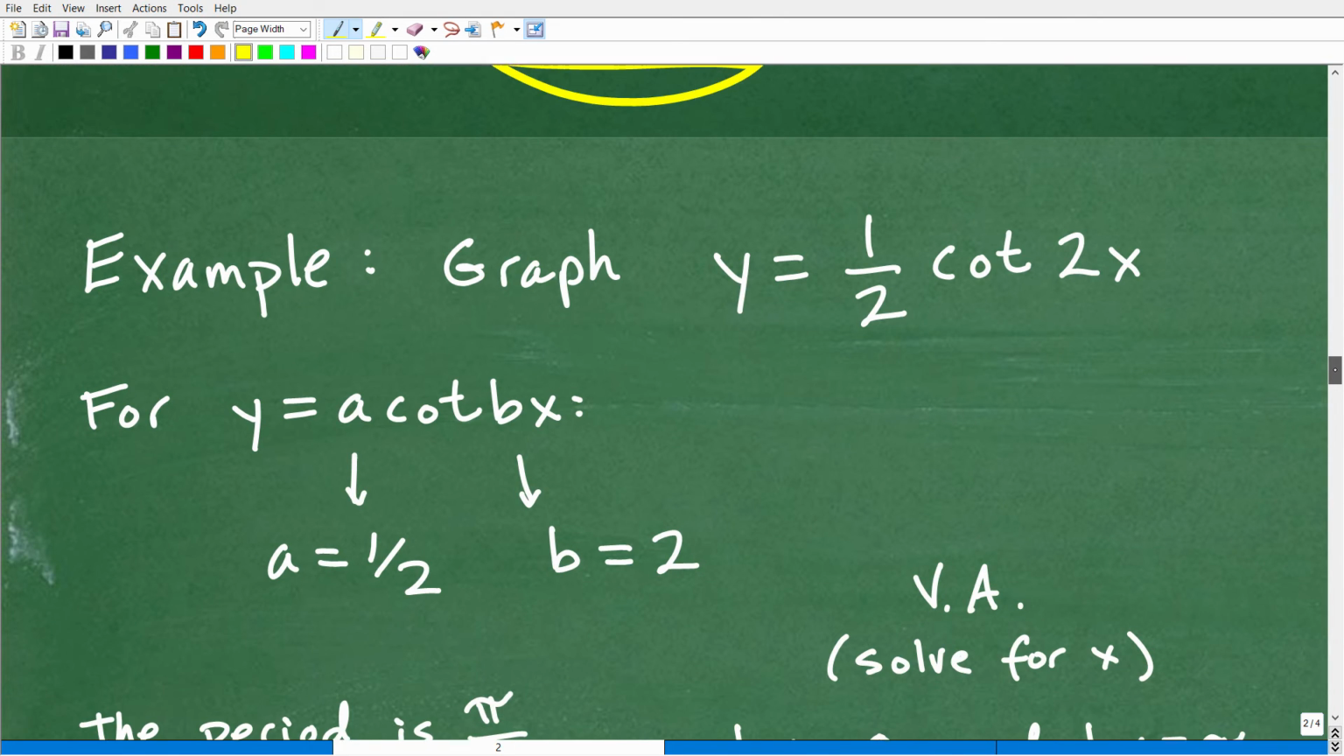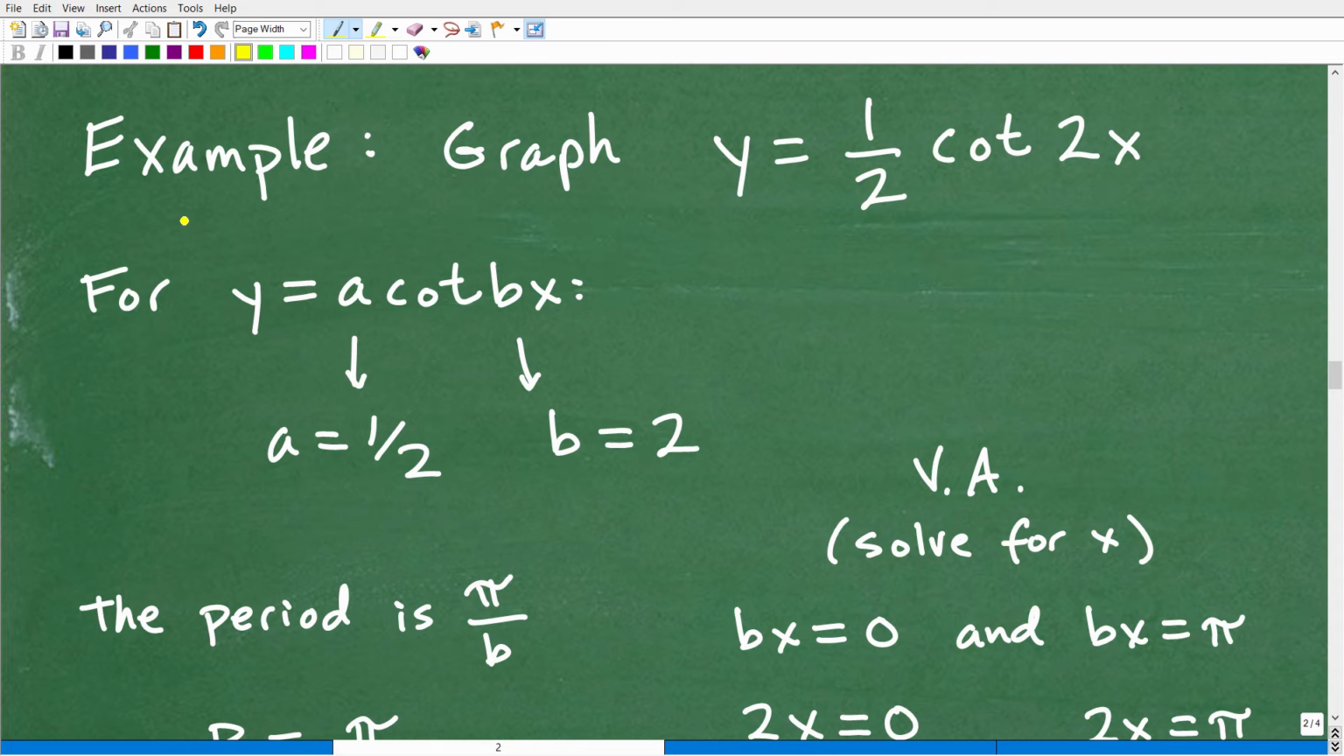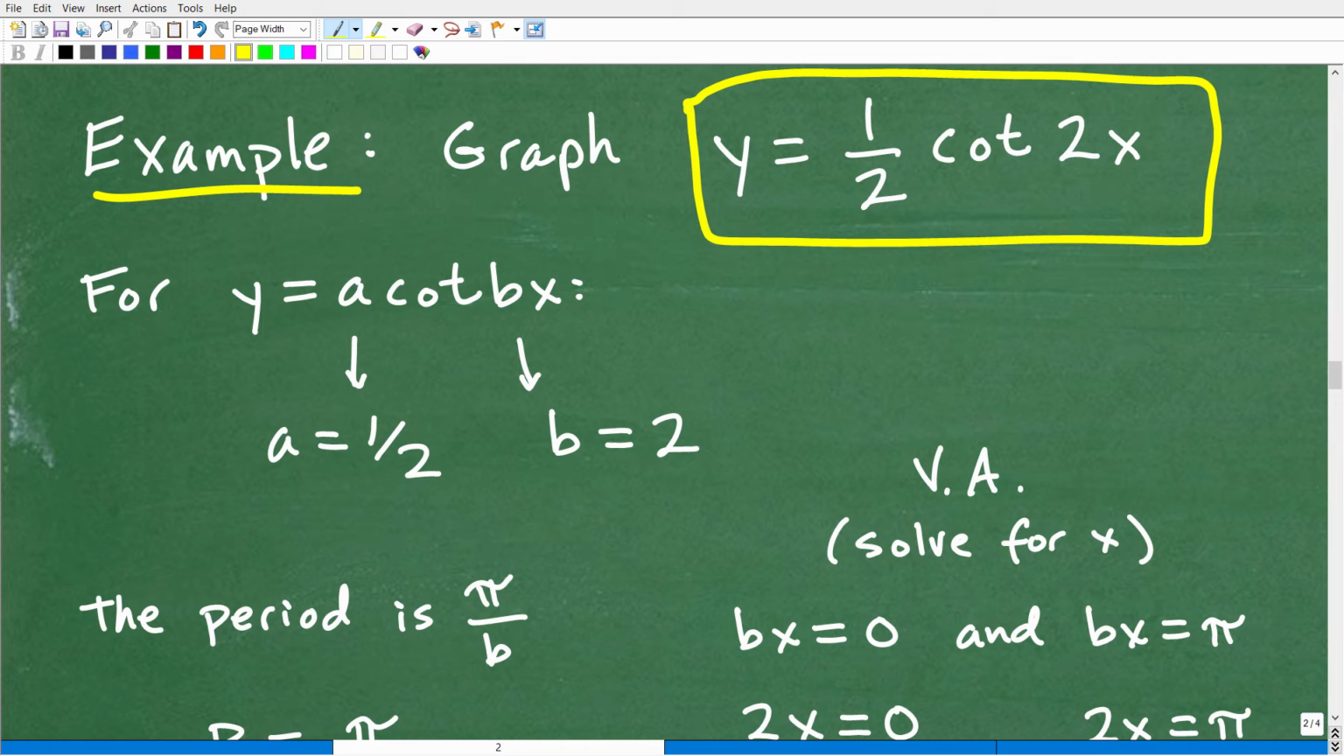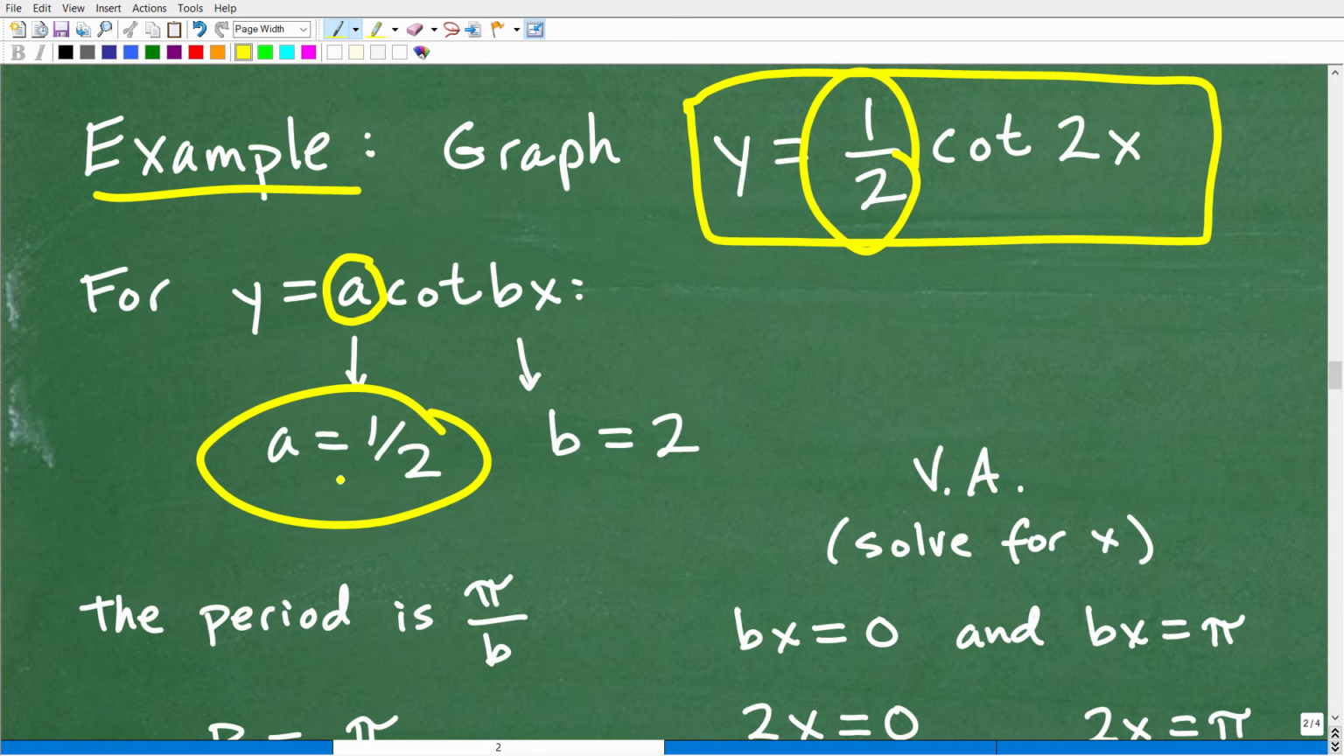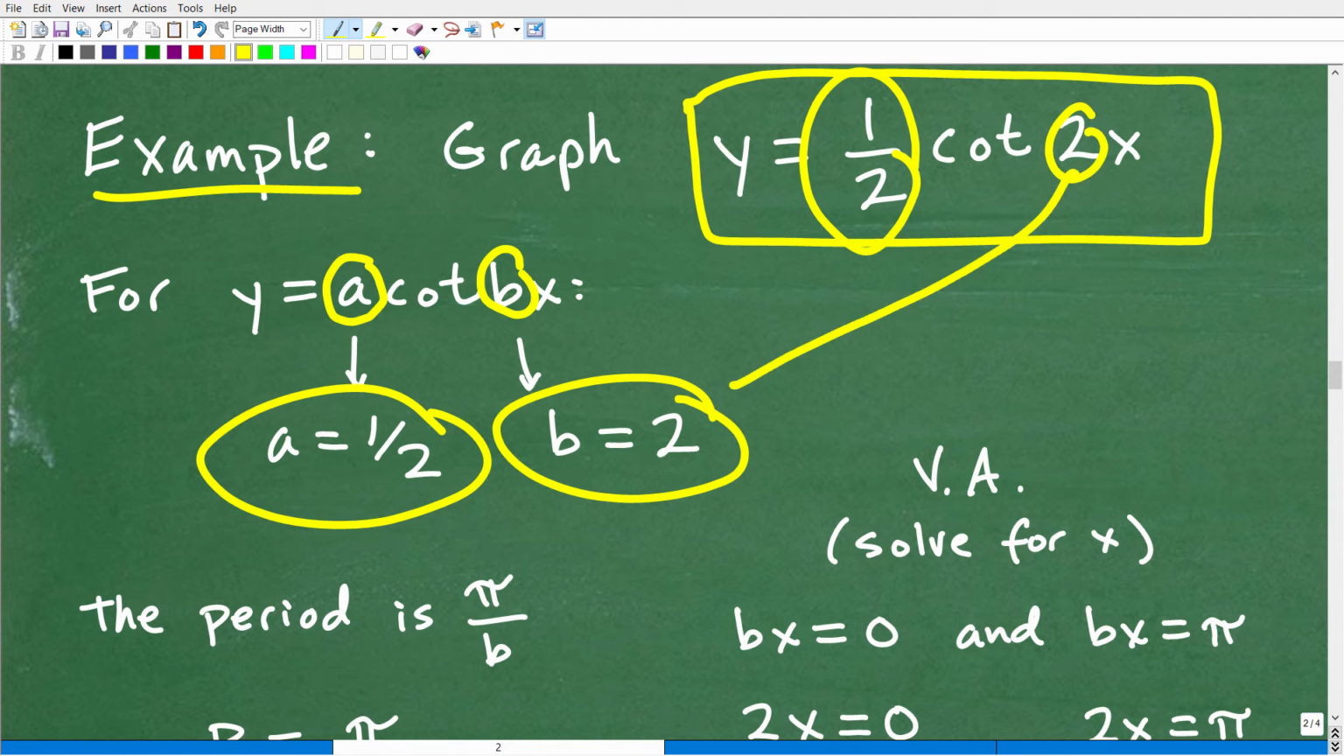Okay, so let's go and do this example problem now, which of course is the problem for this video, and we're going to graph y equals 1/2 cotangent 2x. So we're going to go ahead and apply the steps that I just covered, okay? All right, so here is our general equation, y equals a cotangent bx. So the number in front of cotangent right here is going to be a, right? So a is equal to 1/2, and then b right here is going to be equal to 2. All right, so there is our b value, it's 2, and our a value is 1/2.